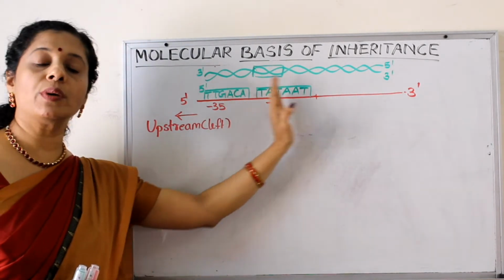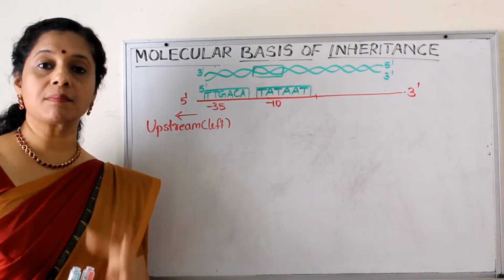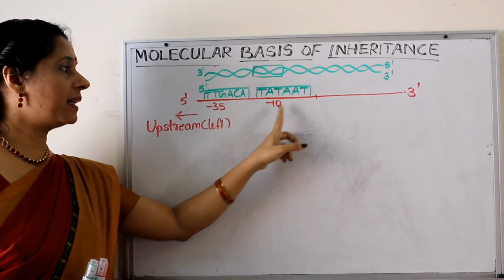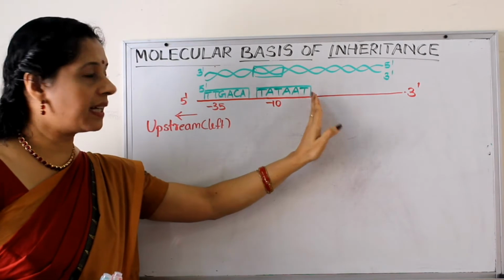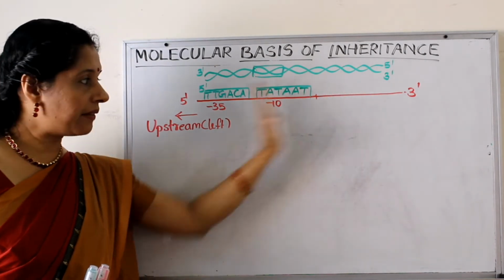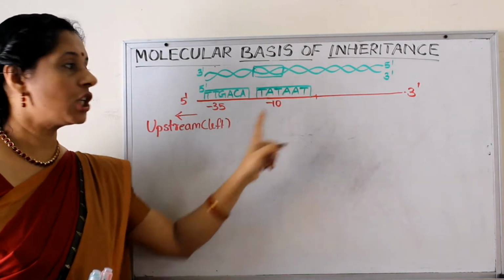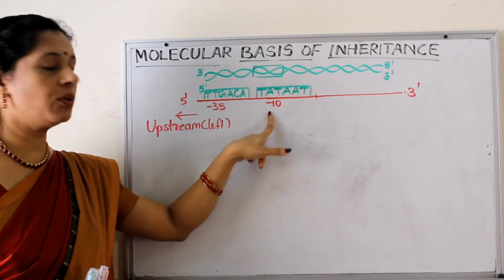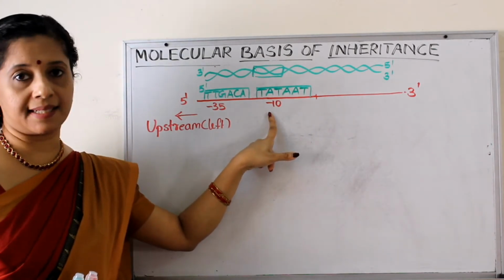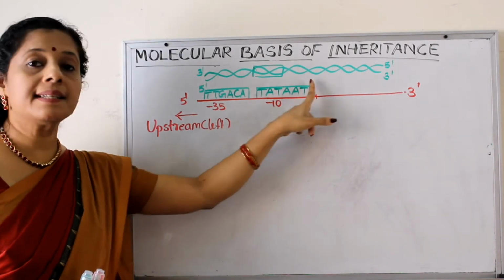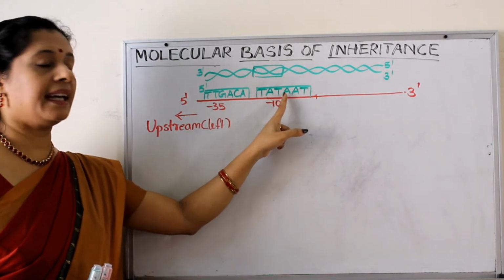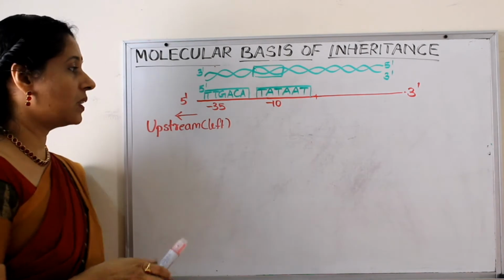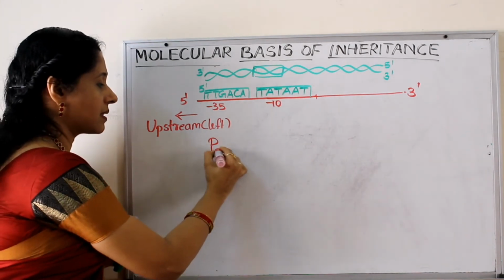Prior to that, there are 2 important sequences acting as promoters. The first one is 10 nucleotides upstream, or left. If this is taken as the starting point, left is considered minus. So if you count from here, 10 nucleotides to the left, that is called minus 10. There, a consensus sequence is present. That is TATAAT. This is called the Pribnow box.